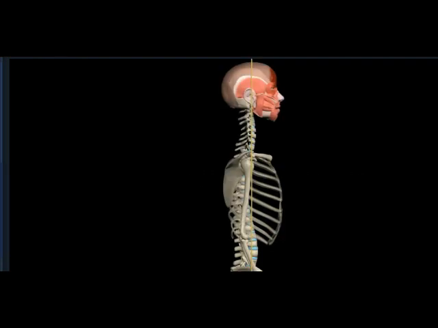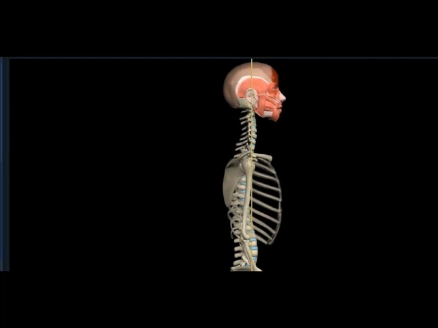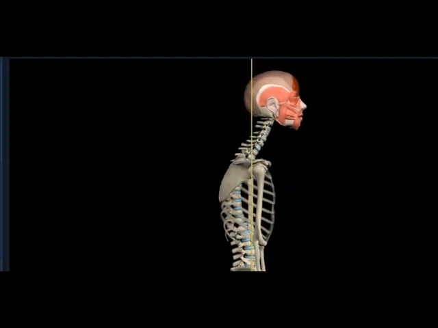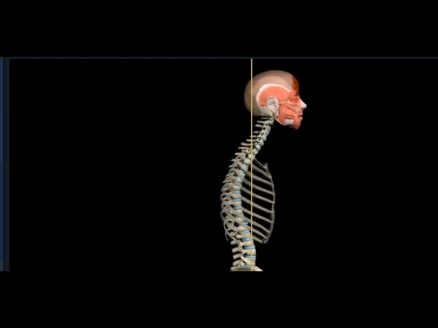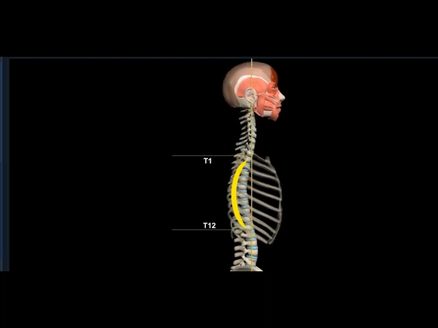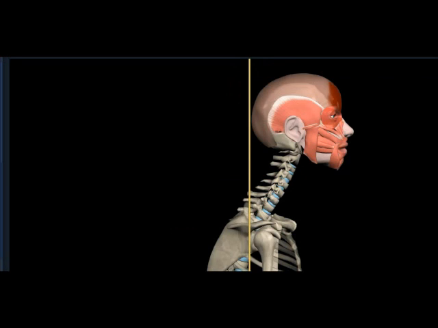Hyperkyphosis in the thoracic vertebrae. What is kyphotic position? Kyphosis is a condition in which the thoracic vertebrae develop excessive curvature. Great convexity of the thoracic vertebrae, which is also characterized by a forward tilting of the shoulders and head.